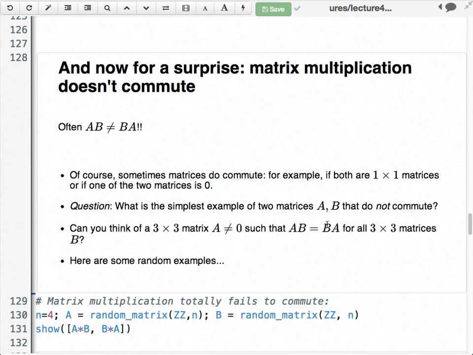Are these two matrices equal? Nope. So you can imagine, this could be a good problem that you'd see on the test. If you have a matrix whose entries are all the same, and another matrix, is it necessarily the case that A times B equals B times A? That's the sort of question you might see on the test.